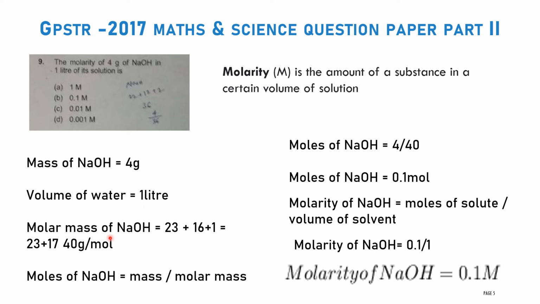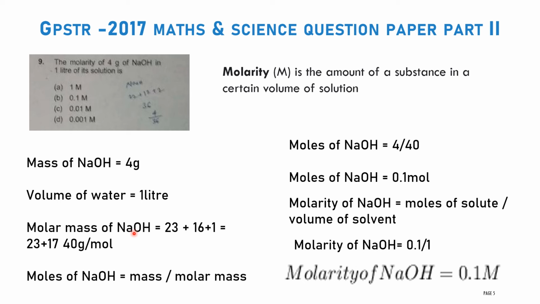First step, you have to calculate the molar mass of sodium hydroxide. This is a molecule, sodium hydroxide. What is meant by a molecule? Molecule is nothing but a combination of atoms. Here you can identify 3 types of atoms: sodium, oxygen, hydrogen.